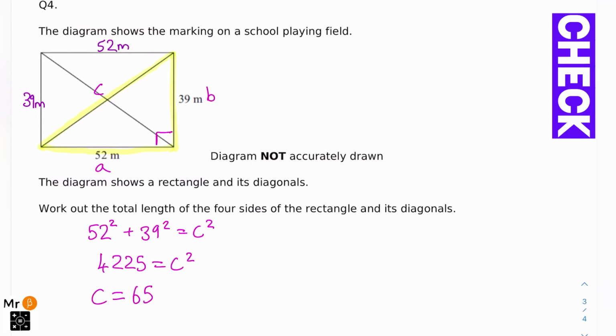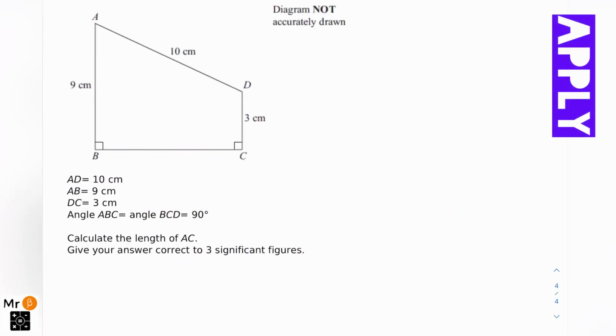So if we want to now work out the total length of the 4 sides and its diagonals, we would need to do 52 plus 39 plus 52 plus 39 plus 65 plus 65 again. And this is equal to a total of 312 metres.